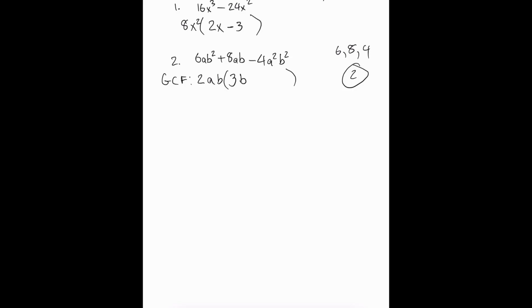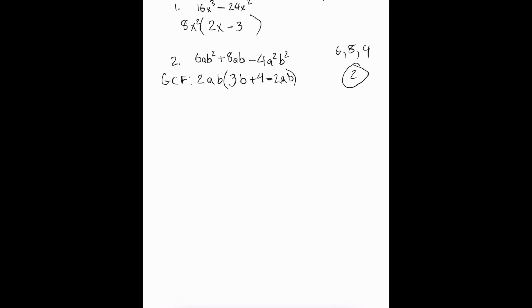Perfect. The next set. 2 times what gives me 8? Well, that's 4. And a times what gives me a? Well, that's 1. And b times what gives me b? Well, that's 1, so I don't need to rewrite those terms. And then lastly, I see there's a minus, so I'm going to put a negative here. 2 times what gives me 4? Well, that's 2. A times what gives me a squared? That's a. And b times what gives me b squared? That's b. So my final answer would be 2ab in parentheses 3b plus 4 minus 2ab.